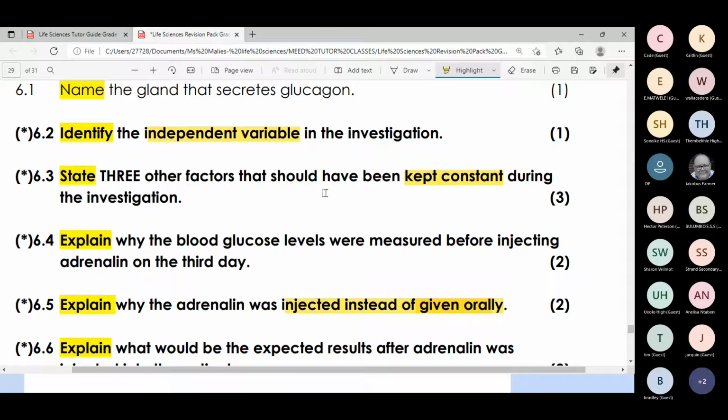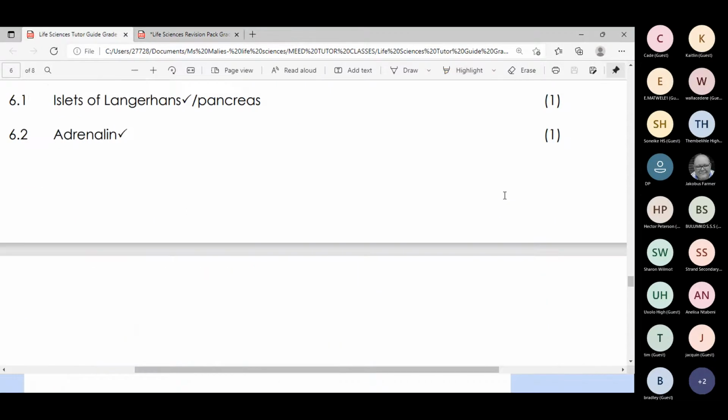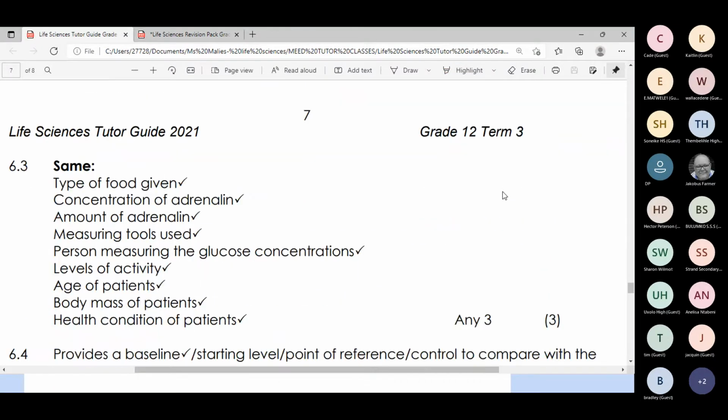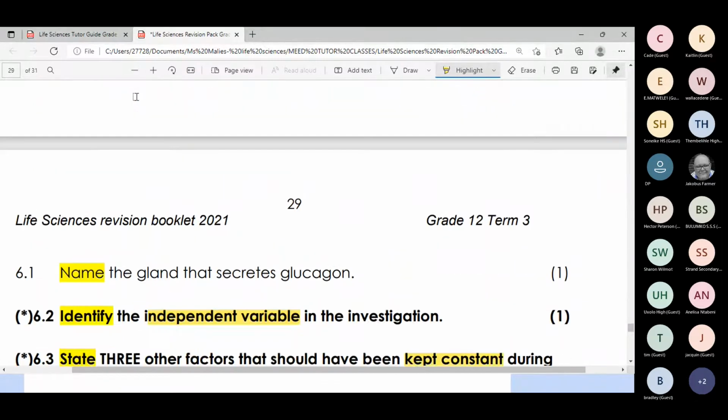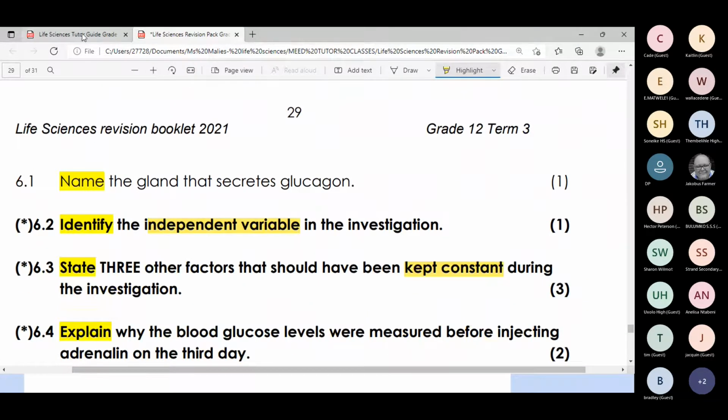6, state 3 other factors that are kept constant, so are fixed variables. So you see, grade 12s, in the answer, they say same on top. So that word same appeared also in your description. So if you have highlighted that already, then it's easy for you. 3 factors, so there's a lot.